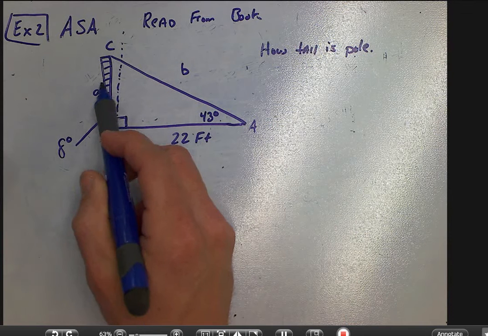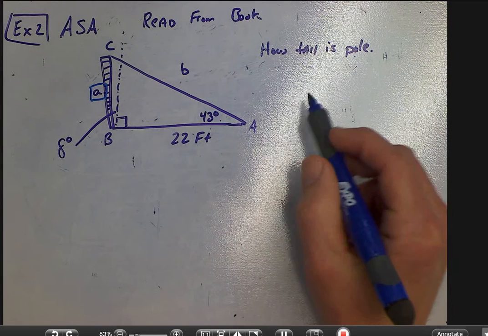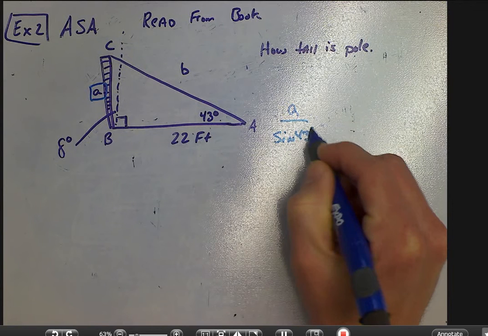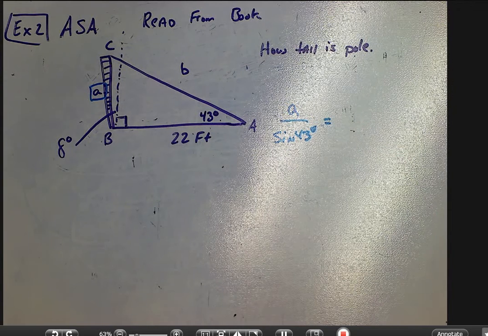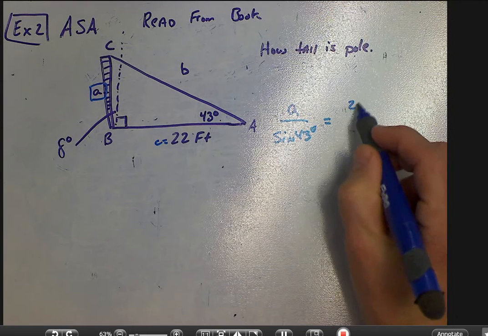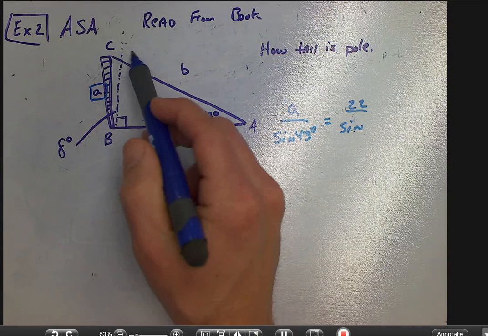Or how long is the pole? We have to find A. Okay? So I know that it's going to be A over the sine of 43 degrees is equal to, it looks like I'm given side C, 22 over the sine of angle C. I don't know angle C yet.